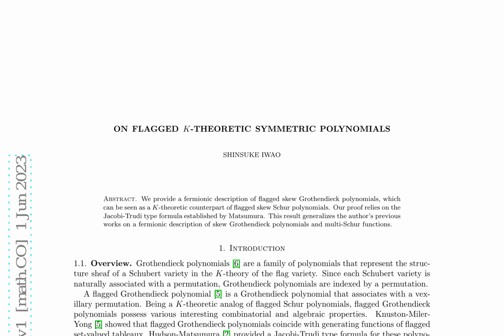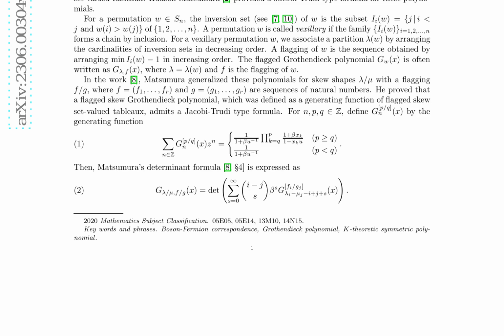The flagged skew-Grothendieck polynomial g lambda, micro, f per gram, x, is defined using the generating function, 3, and the determinant formula, 4. This polynomial is different from the one defined in 1, but coincides with it under certain conditions. The main theorem, Theorem 3.2, provides a fermionic description for the flagged Grothendieck polynomial, utilizing concepts from vertex algebras such as fermion-Fock spaces, vertex operators, and vacuum expectation values.